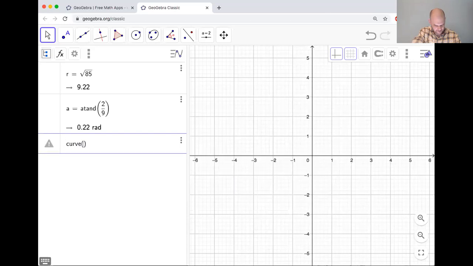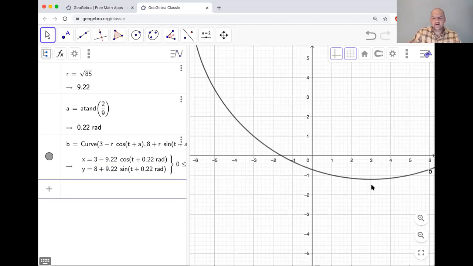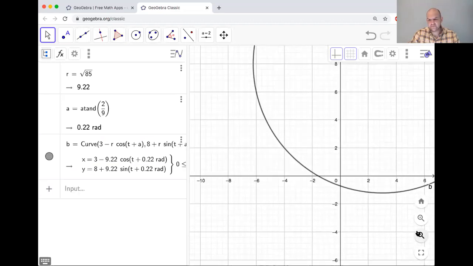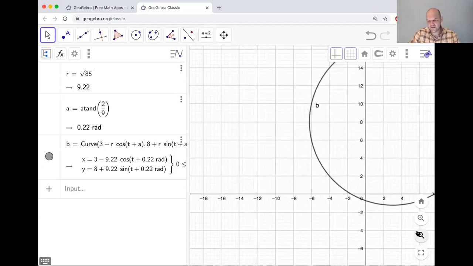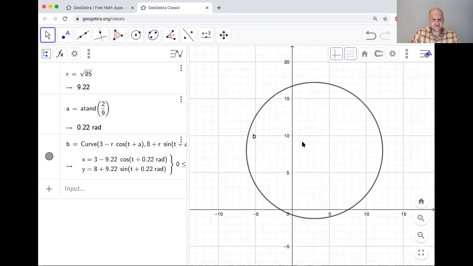All right, curve. Here we go. 3 minus r times cosine of t plus a, because that's our offset, comma 8 plus r times sine of t plus a. And then t is the parameter. I need to go from 0 to 2 pi. All right, let's see. It's kind of a moment of truth situation, right?